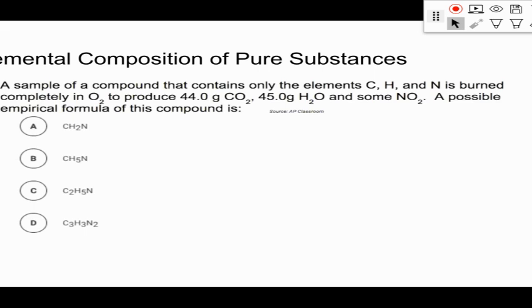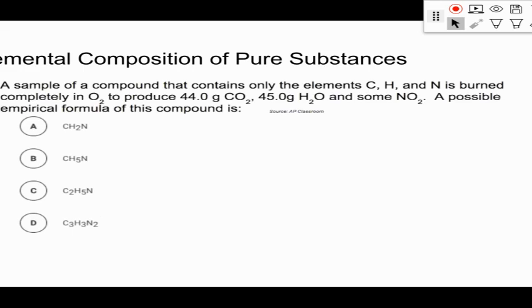So this is an example multiple choice question from AP type questions. And this one is going to involve carbon and oxygen, and then it also has nitrogen involved in this one. It says some NO2. So: a sample of a compound that contains only the elements C, H, and N is burned completely in O2 to produce 44.0 grams of CO2, 45.0 grams of H2O, and some NO2. A possible empirical formula for this compound is.